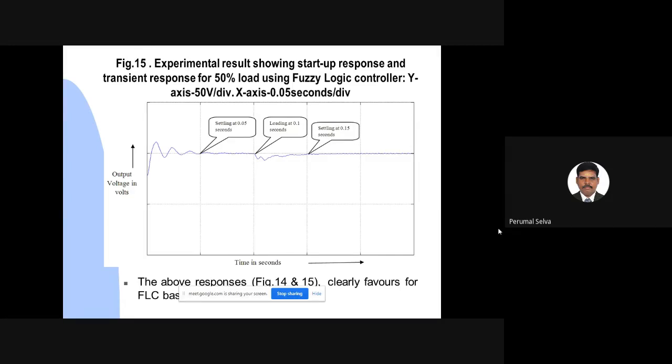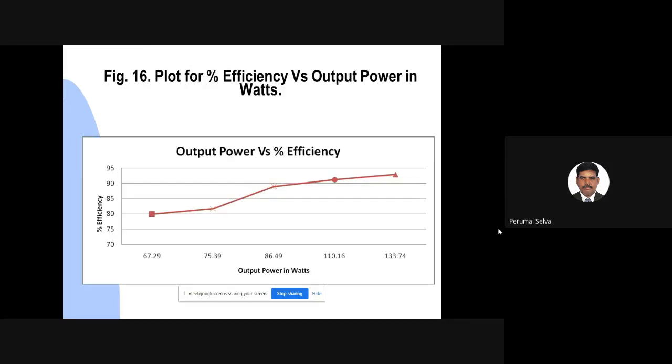So the same as for 75% load, which we tested using the FLC. It shows a settling time during the startup response of 0.057 millisecond, and when suddenly loaded at the same time period, the system settles at 0.148 millisecond. So from the comparison, the FLC based resonant converter has better performance.